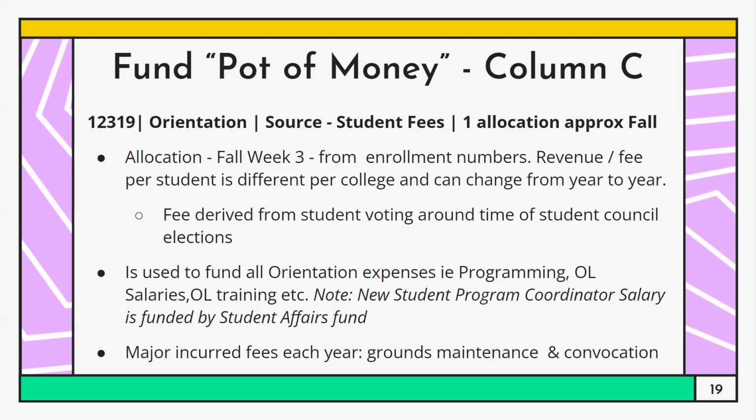This fund should be used to pay for all orientation related expenses, so programming, OL salaries, OL training, etc., with the distinction that the new student program coordinator salary is funded by the Student Affairs Fund 14500. Some major behind the scenes fees that are incurred here that you may not see or interact with are grounds maintenance that's done annually for your areas, and then the convocation fee as well.